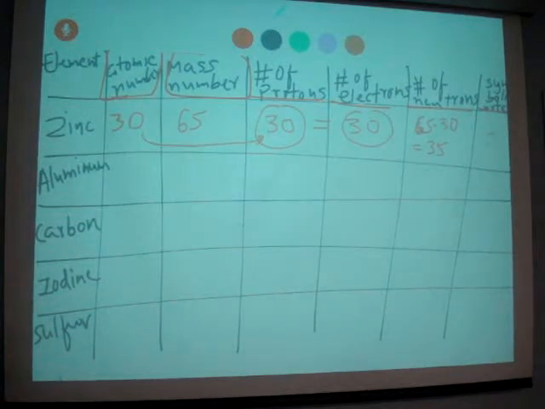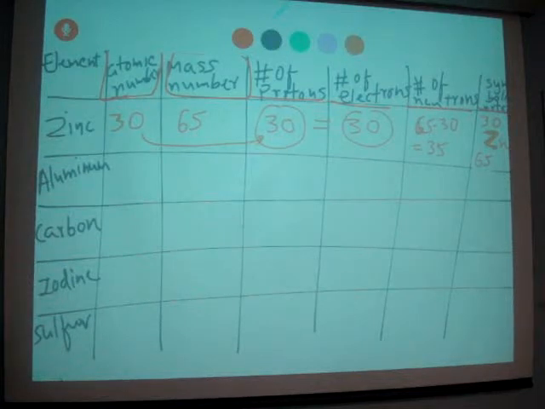Alright, and then we need to write its symbolic notation. The zinc symbol is Zn. Its atomic number is 30 and its mass number is 28, no, sorry, it's going to be about 65. So that way you can write it for zinc.